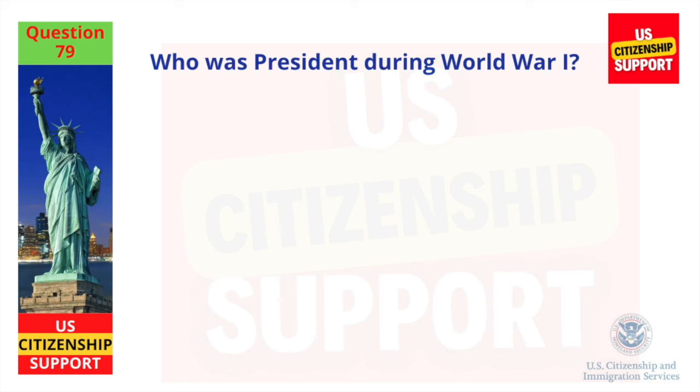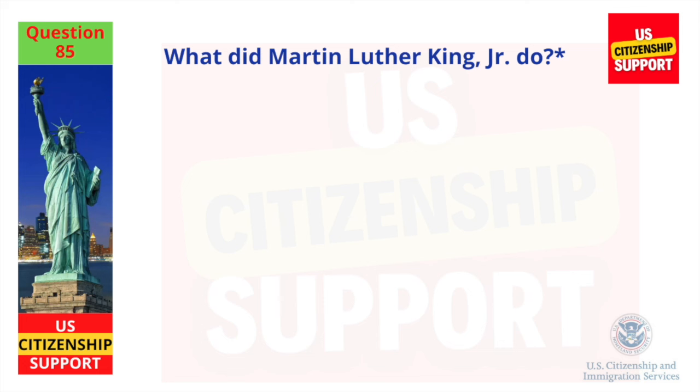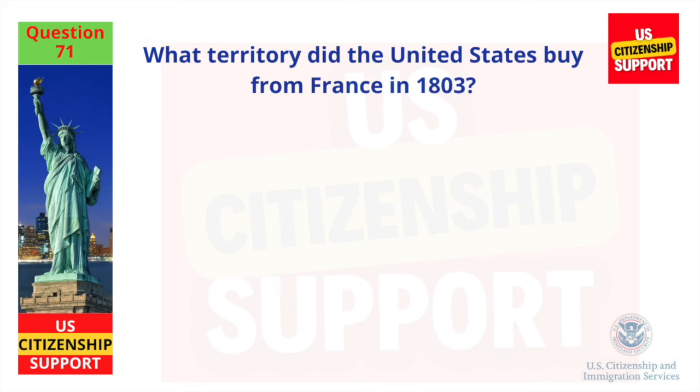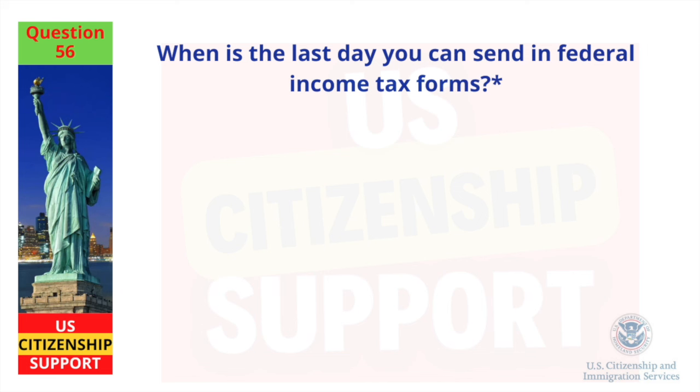Who was president during World War I? Woodrow Wilson. What did Martin Luther King Jr. do? Fought for civil rights. What territory did the United States buy from France in 1803? The Louisiana Territory. When is the last day you can send in federal income tax forms? April 15.